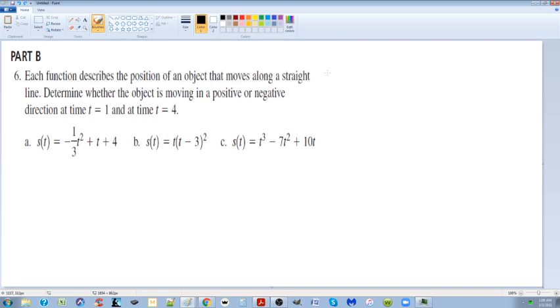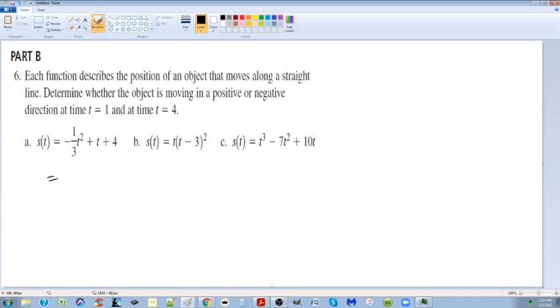So we're talking about an object, straight line. I want to know if it's moving in a positive direction or a negative direction at 1 and 4. To find that, you really need to find the slope. If it's going like that, it's moving in a positive direction. If it's going like that, it's moving in a negative direction. And one might argue that the acceleration has something to do with it. But let's just find all the derivatives, okay?